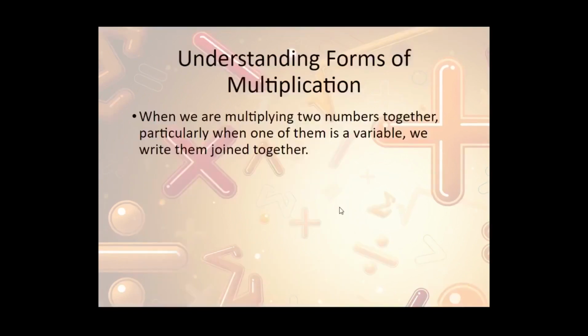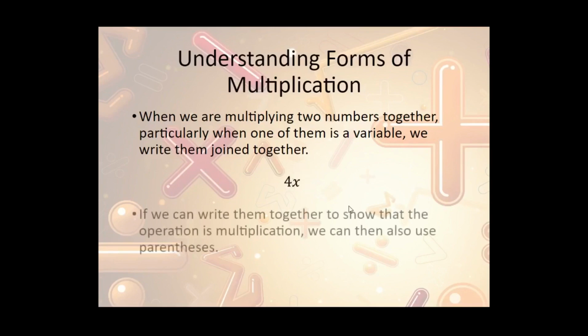Understanding multiple forms of multiplication. So when we are multiplying two numbers together, particularly when one of them is a variable, we write them joined together. So we write them like this. So we're multiplying 4 times x. So we write them joined together. We can also use parentheses to do this. So we can write 4 and then parentheses x. They mean exactly the same thing. They're just giving indication of multiplication.